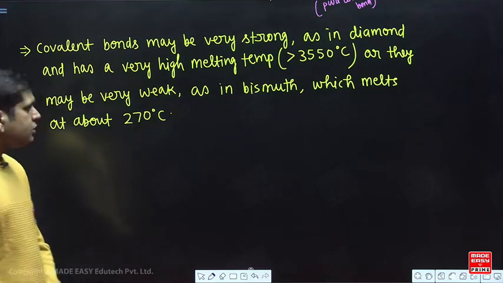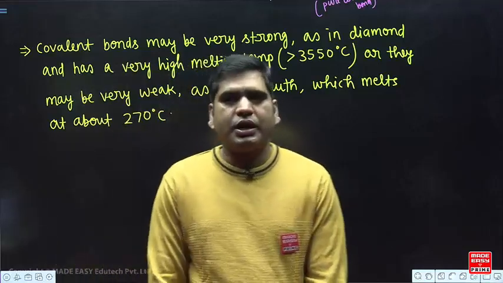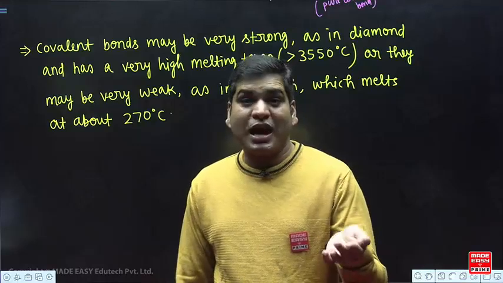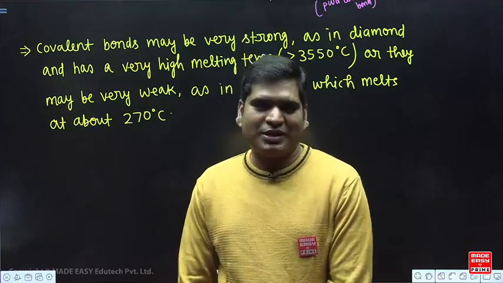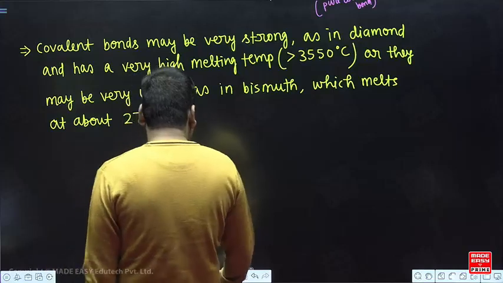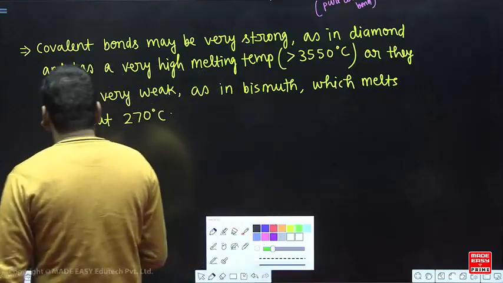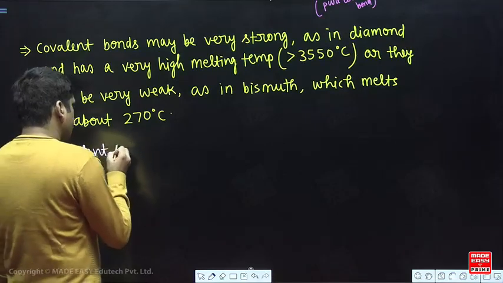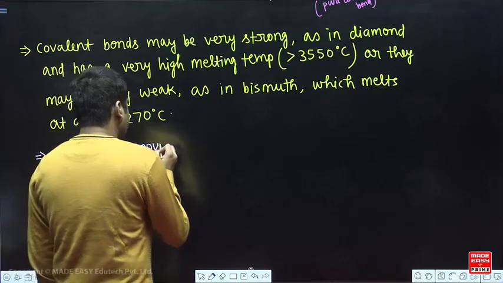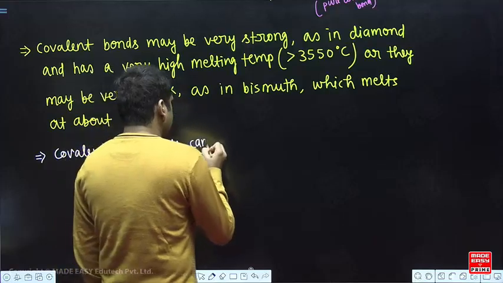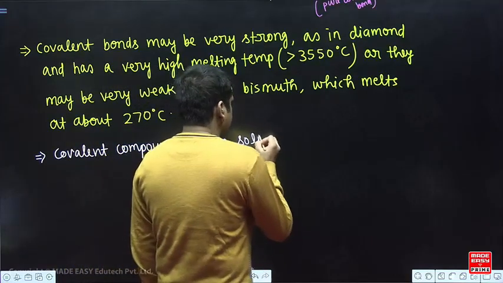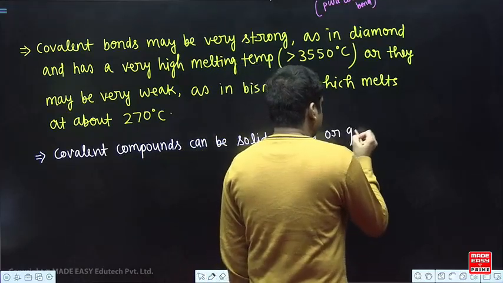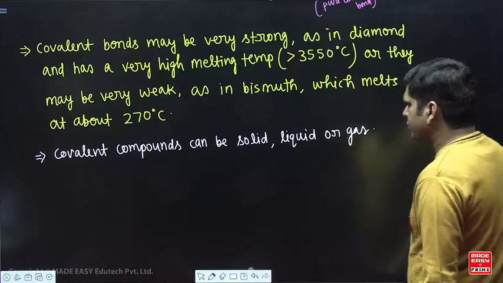Now, my dear friend, these covalent compounds can be solid, liquid or gas, anything. H2 is gas, H2O is liquid, HCl is liquid, diamond is solid. All these are what? Covalent compounds. So covalent compounds can be solid, liquid or gases. Covalent compounds can be solid, liquid or gas.